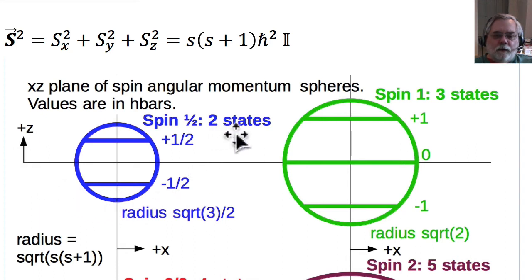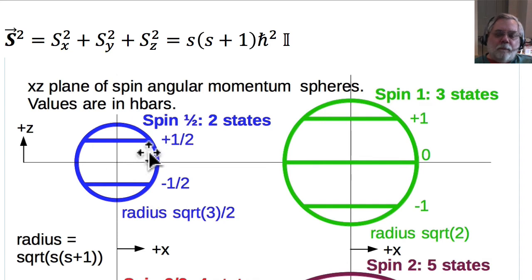This is a spin 1. The blue system is a spin 1/2. It has two states for projection or component. So if we take the component along the z-axis, we get a spin value of plus 1/2 or minus 1/2, which I'm showing as these horizontal bars.